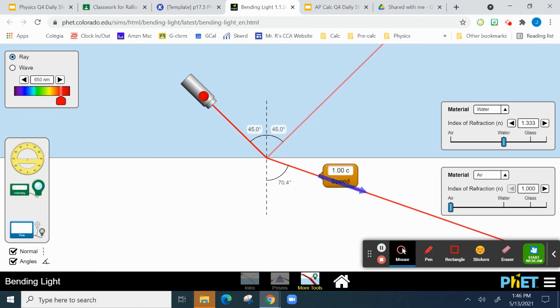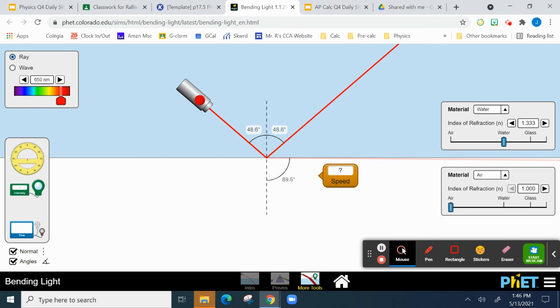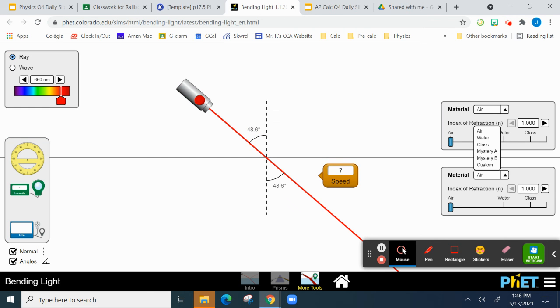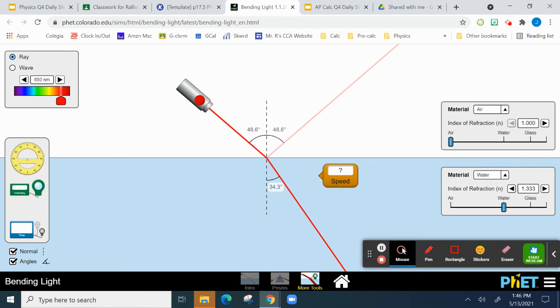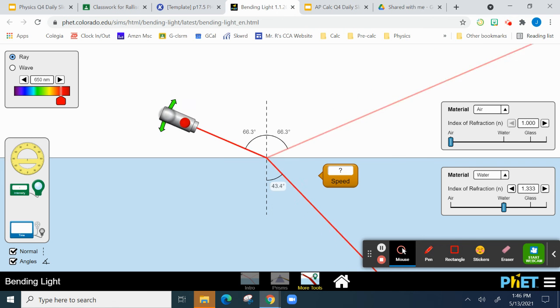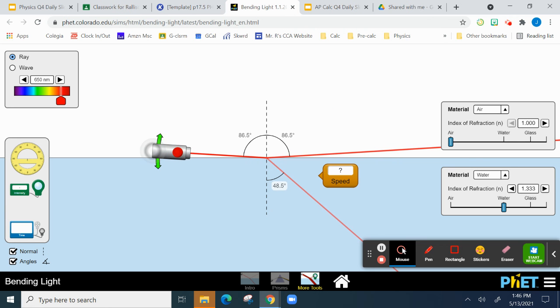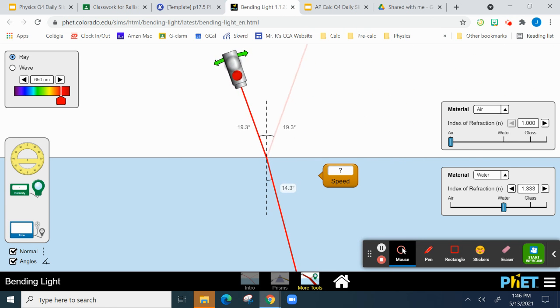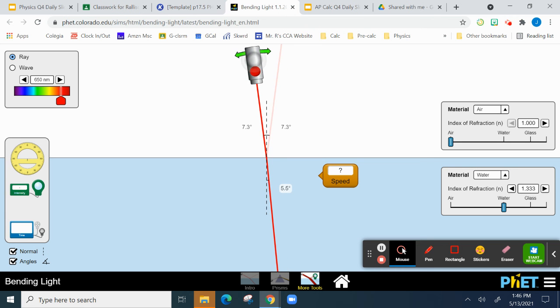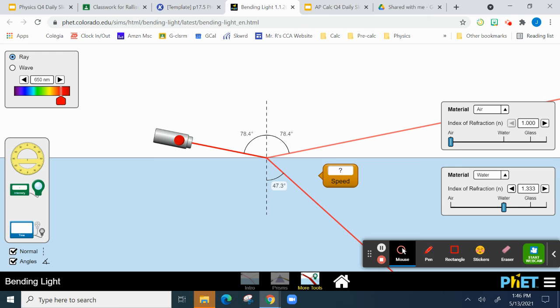So here's what you're going to do. Remember that this is the normal line, right? I'm going to move this back to air and to water, because that's what we're used to seeing, right? By the way, this is why a straw bends when it goes into a glass of water. So if I move this more toward the surface of the water, what do you think is going to happen to the angle of refraction, this one down here? It gets bigger, but not that much, right? Look. And as I go, it's always bending toward the normal, right?